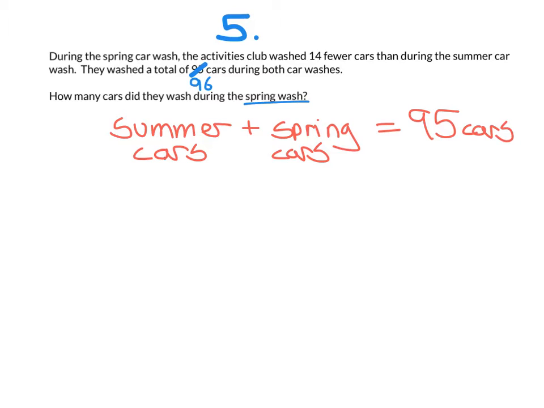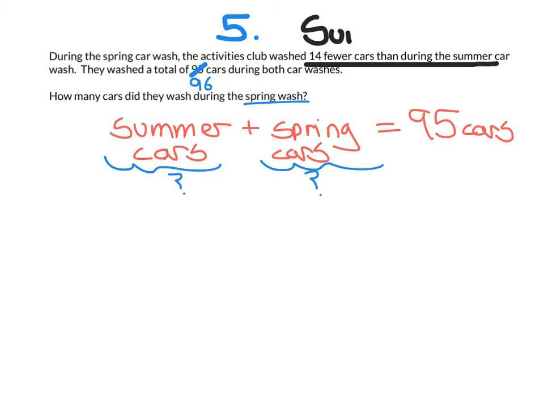Now, after I've got this information, I need to think of a variable to represent my summer and spring cars so that I can get specific with exactly how many cars are washed in spring and how many in summer. Now, I'm told in the question that during the spring wash, they washed 14 fewer cars than during the summer car wash. So that's going to be the summer car wash minus 14. 14 fewer means you're taking away 14.